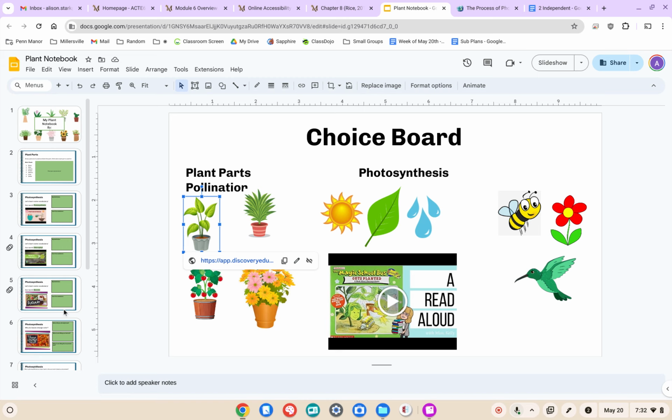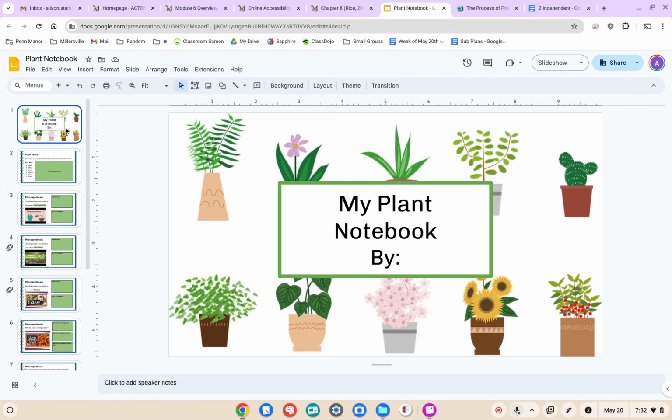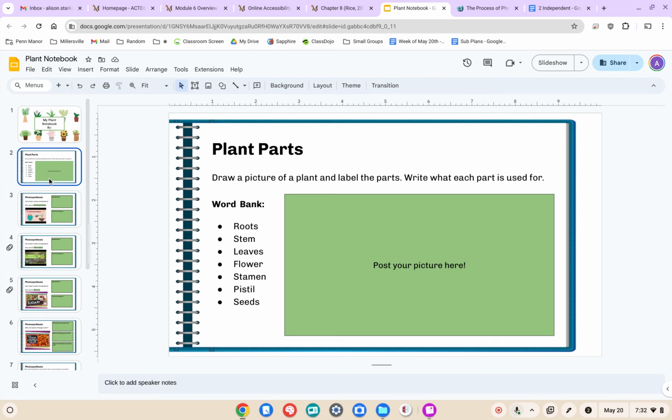From the Rice Chapter 8, it talked a lot about the UDL, and one part of the UDL was to provide multiple means of representation by presenting information and content in different ways. On this specific lesson, I usually use these notebooks after I teach, so they would be getting the information from me, and then they're showing what they learned on these slides.